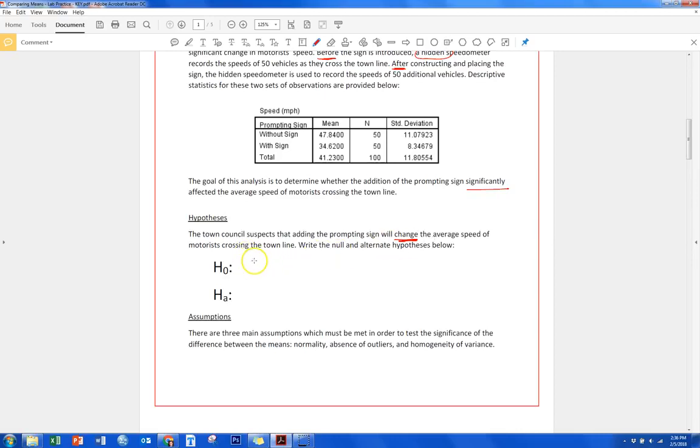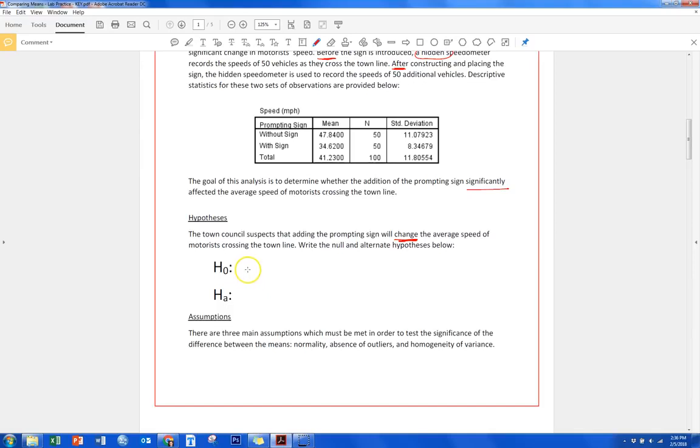So the null hypothesis is no effect, that putting the sign up has no impact whatsoever on the speed of the drivers. So the speed without the sign is exactly the same, or statistically I should say the same, as the speed with the sign. All right, so we're talking about the null hypothesis. We're talking about the population, that out there in the theoretical population of all the cars driving through the town, the speed without the sign is the same as the speed with the sign.